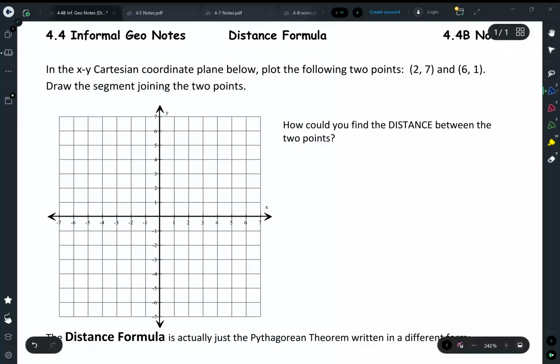Hello class, these are our notes for informal geometry. We are still in section 4.4. We're looking at the distance formula today.